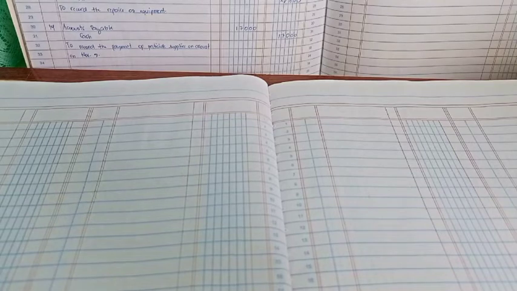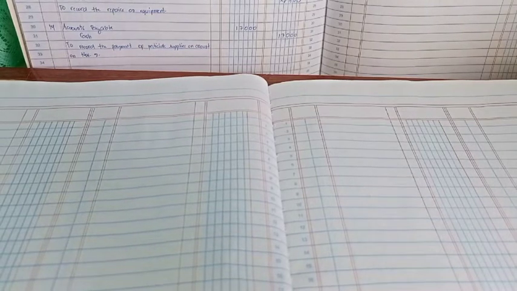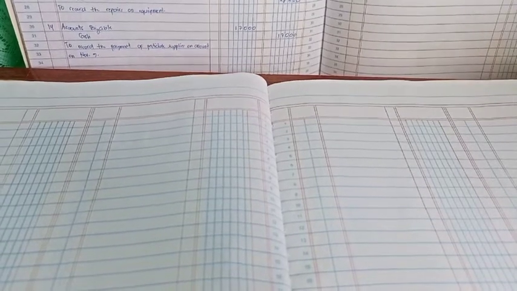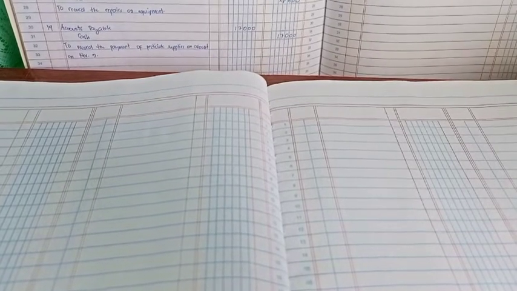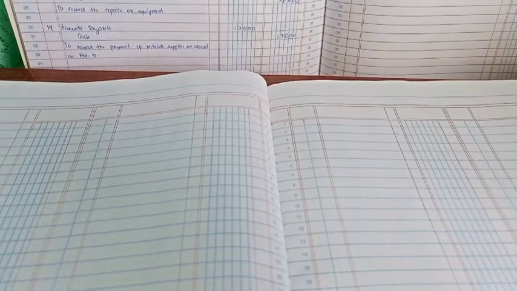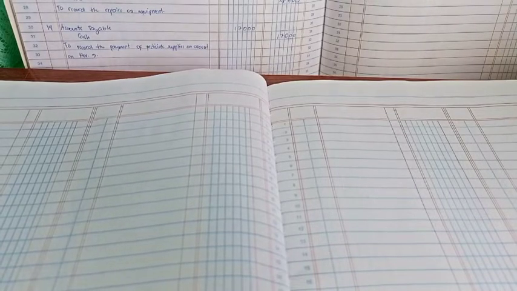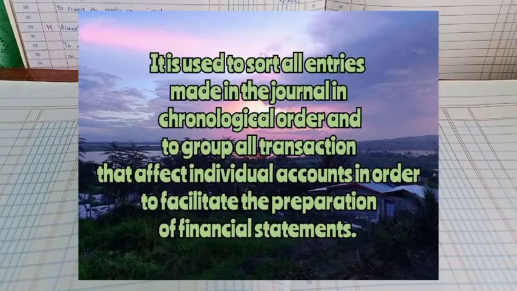Good day, students. So for today's video, we will be learning all about how to use the general ledger. But first, let us define general ledger. The general ledger is used to sort all the entries made in the journal. You need to sort out the entries made in the journal in chronological order.